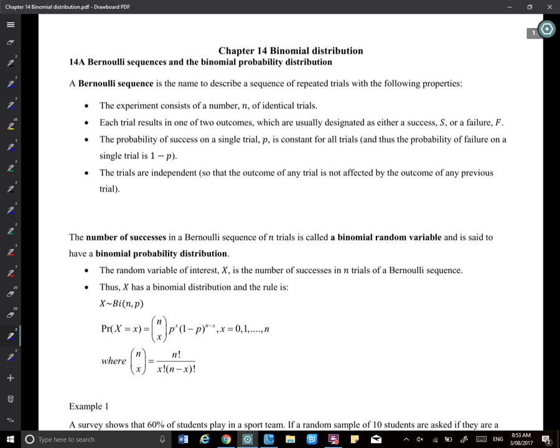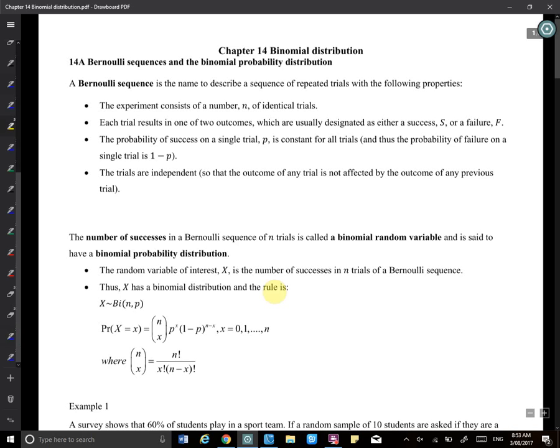It describes a sequence of repeated trials with the following properties. So basically you're doing something again and again and again. But you can't just say a random experiment repeated again and again; you will have Bernoulli trials. The following properties must apply. The first is that the experiment consists of a number n of identical trials.